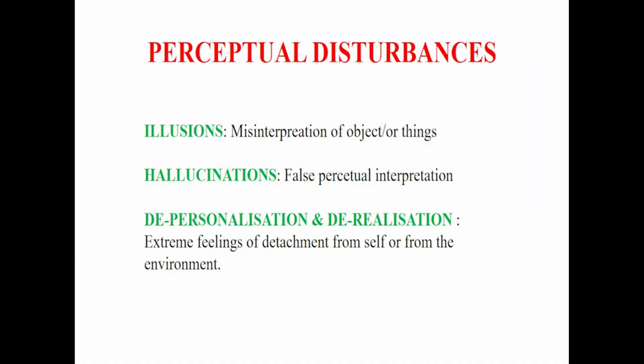Perceptual disturbance can also be seen. Illusion: there is an object, but you are misinterpreting the object, that is considered an illusion. What is meant by hallucinations? False perceptual interpretation. Without an object, you are perceiving an object, without any sensation you are getting a sensation, that is considered to be hallucinations.